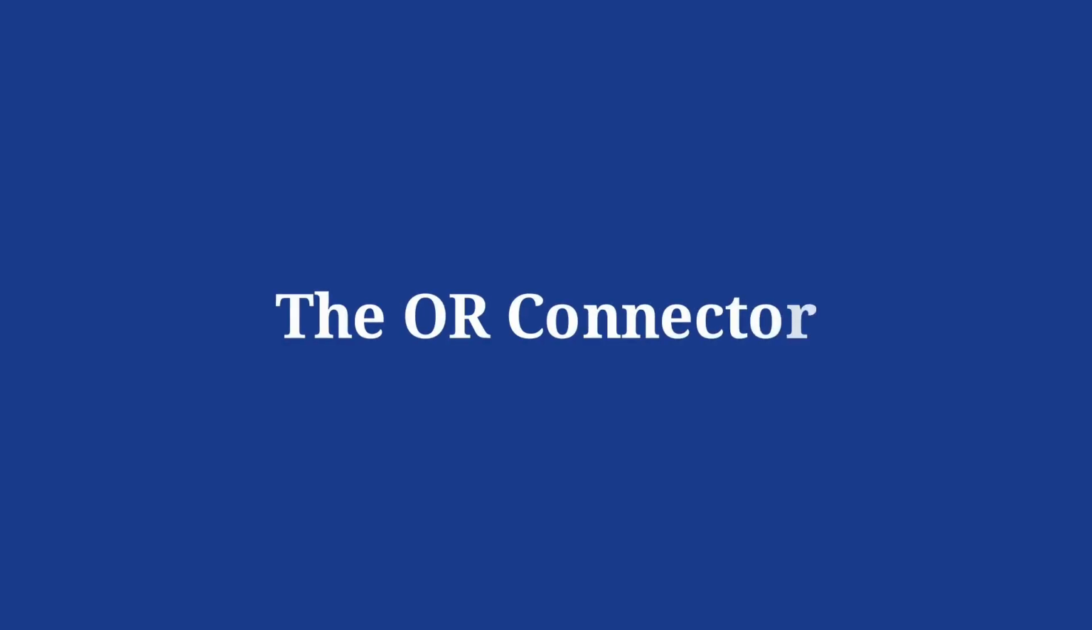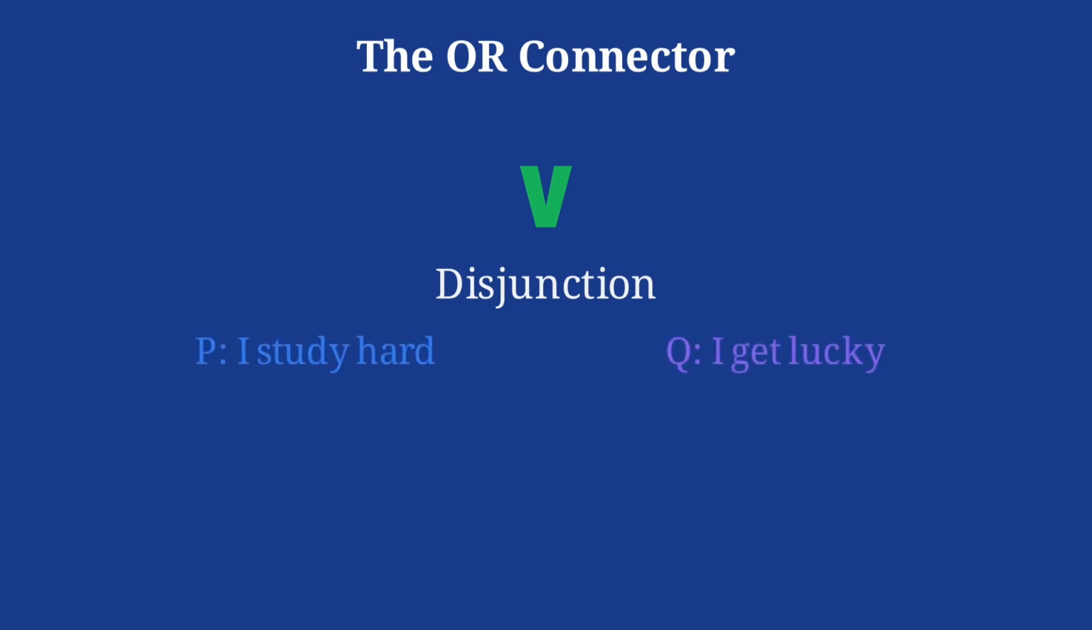Next, let's look at the OR connector. Its symbol is a downward pointing wedge, and its formal name is disjunction. Let's use new statements. P: I study hard. Q: I get lucky. We can combine them to form P or Q. We read this as, "I study hard or I get lucky."